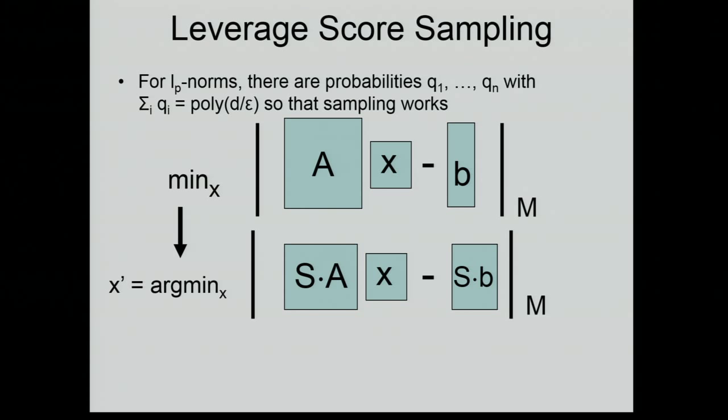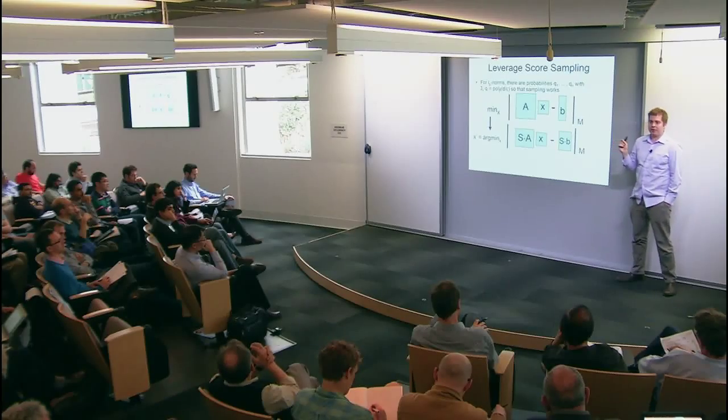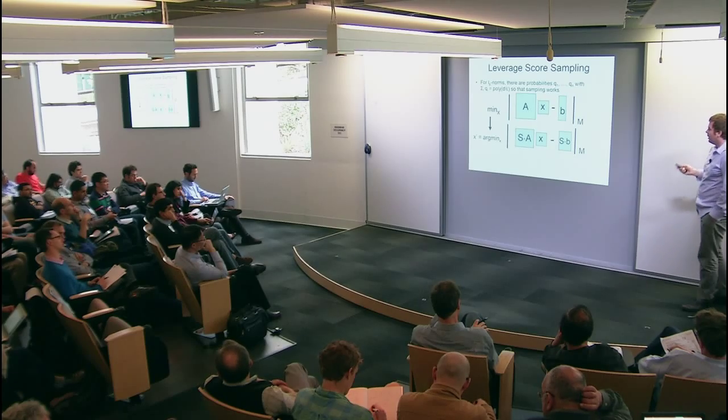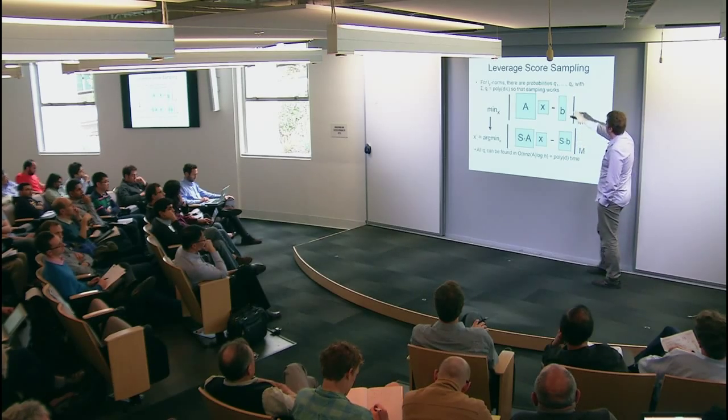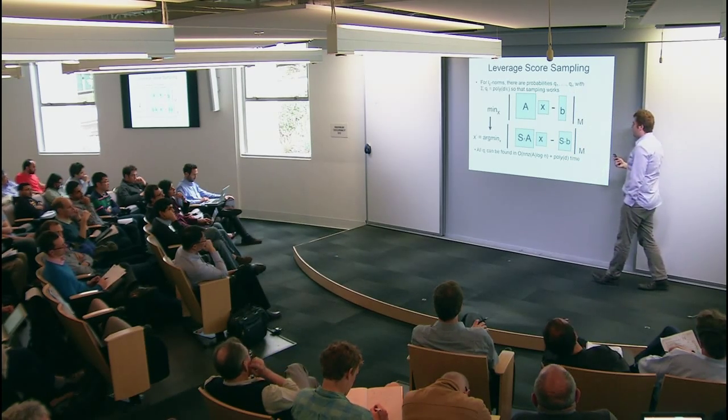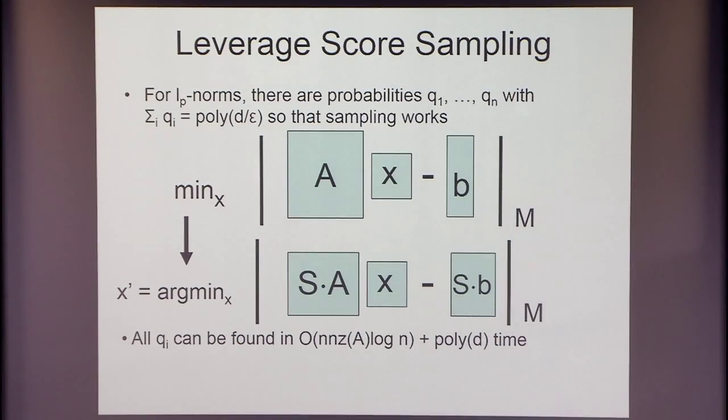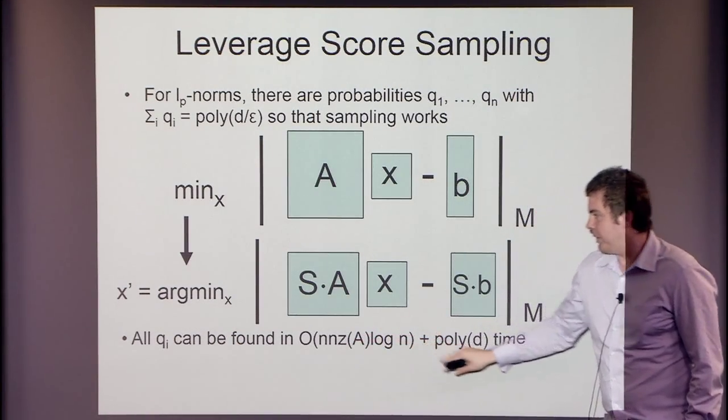And moreover, these probabilities guarantee that if I solve this problem in the sketch space, I get a 1 plus epsilon approximation to the original problem. So if I sample each row i independently with probability qi, and I form this associated sampling matrix S, and I solve this problem, then I'll get a 1 plus epsilon approximation. Okay, so one question is, how hard is it to find this distribution, these qi's? You can actually find all of the qi's very efficiently for Lp norms in near input sparsity time.